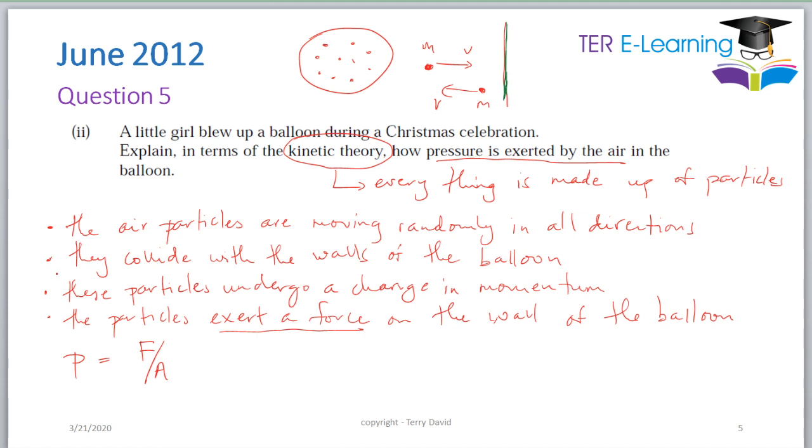The particles of air inside the balloon are continuously moving randomly in all directions, right? They collide with the inner walls of the balloon. Because they collide with the inner walls of the balloon, they undergo a change in momentum, which means that they exert a force on the inner wall of the balloon. And because they're exerting a force over a particular area, they exert a pressure on the inside of the balloon.